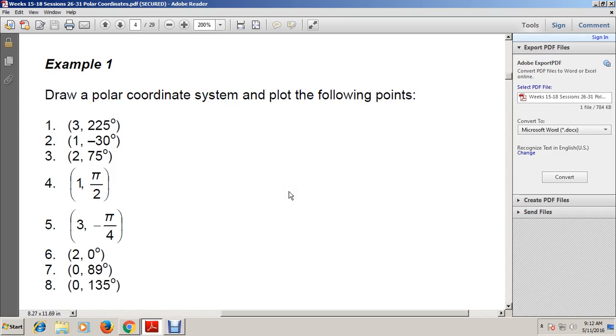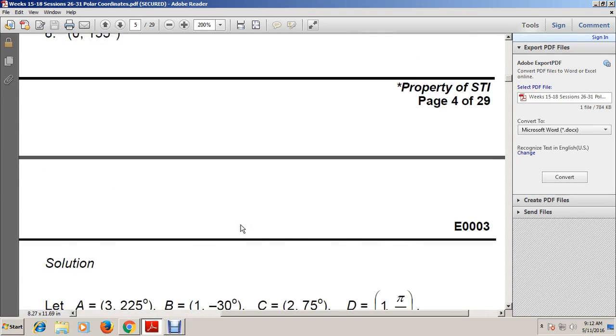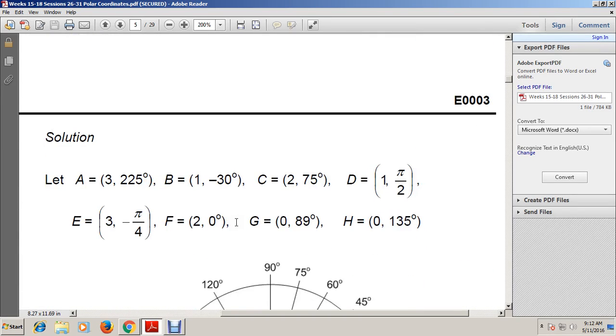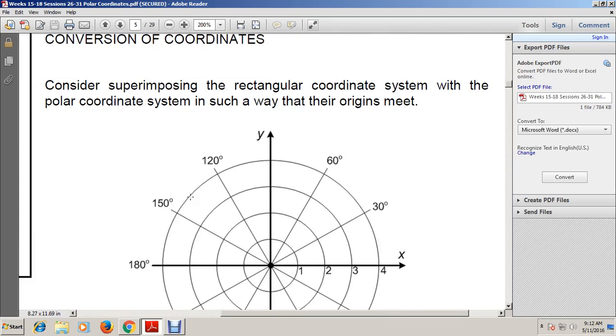I will not be presenting these examples to you. I will be asking you to do these examples as your exercises, and I am expecting that you will be submitting them before the final exams. So I'll be skipping the solution.